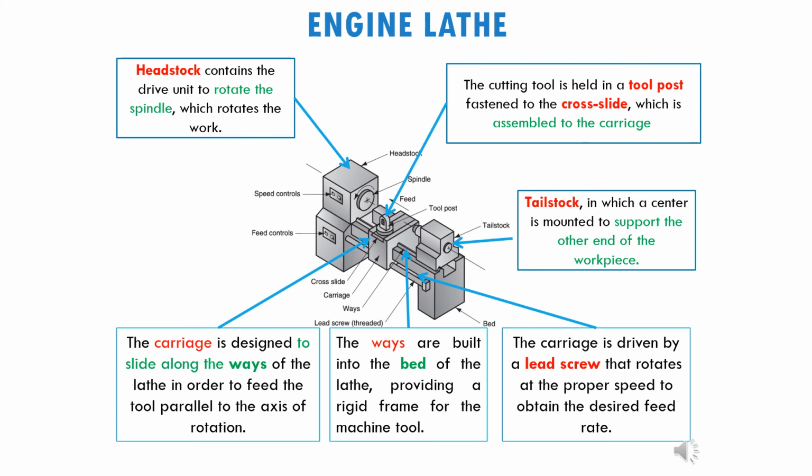And then we have way. The ways are built into the bed of the lathe, providing a rigid frame for the machine tool. So this one is used to make sure that the tool post can slide, okay, on the machine. And then we have the carriage is driven by the lead screw. So lead screw is what makes the carriage move from front to the back. Okay, so that's the component of the engine lathe.